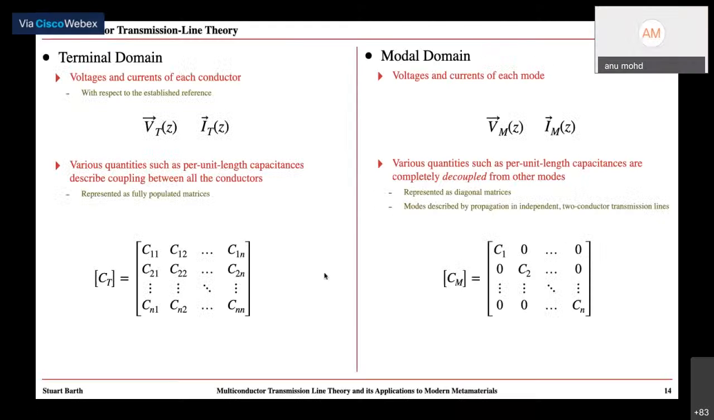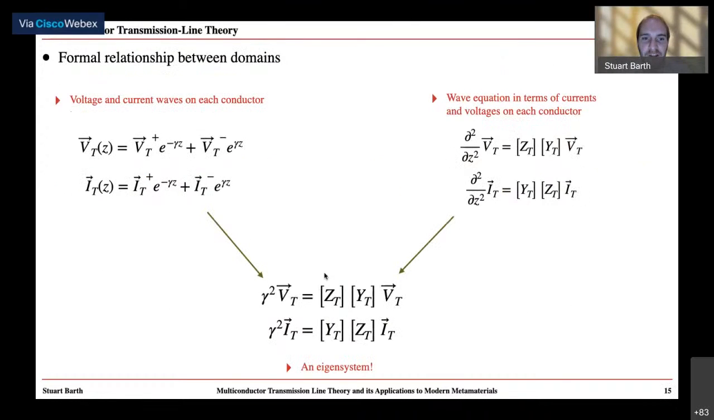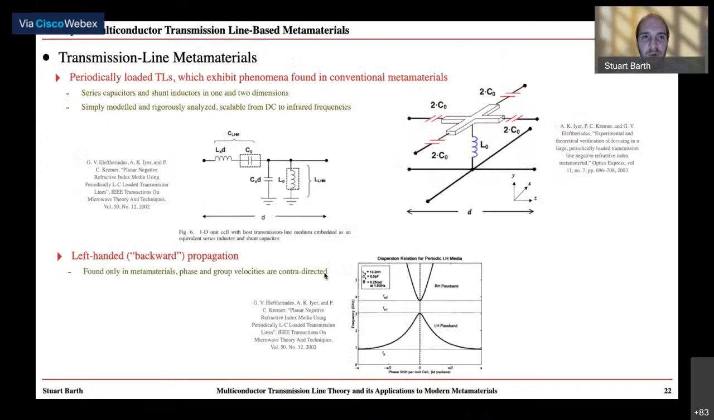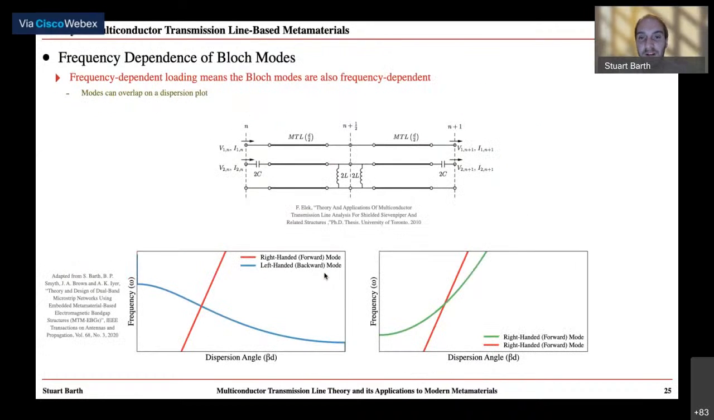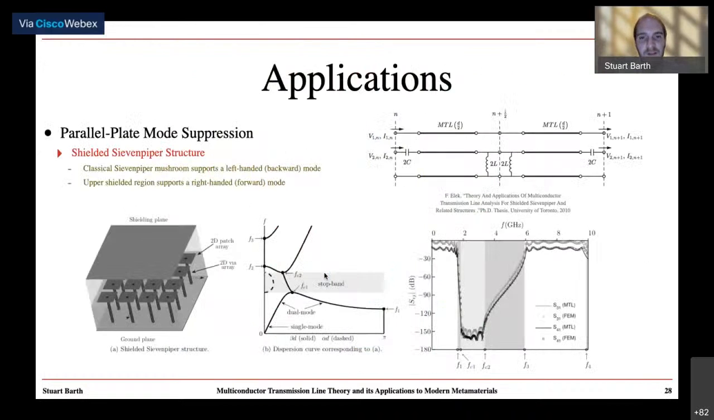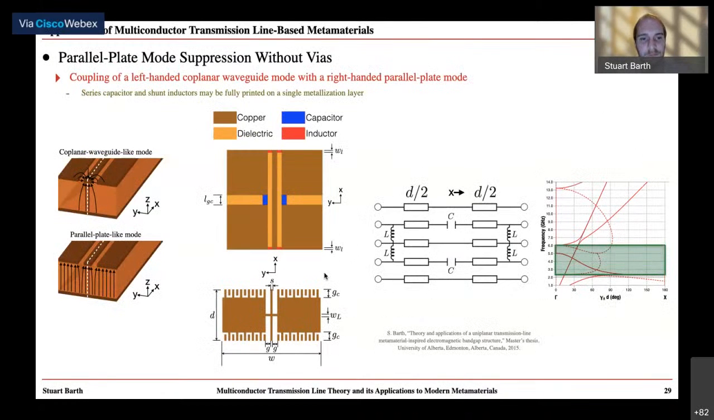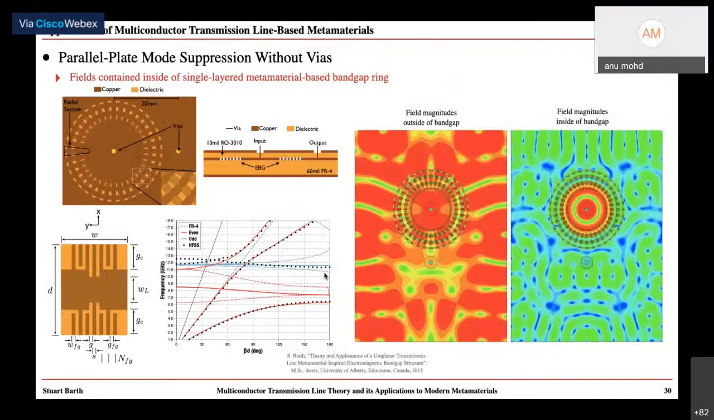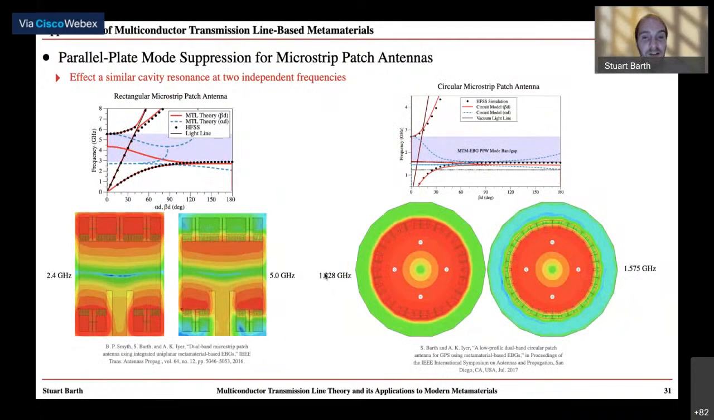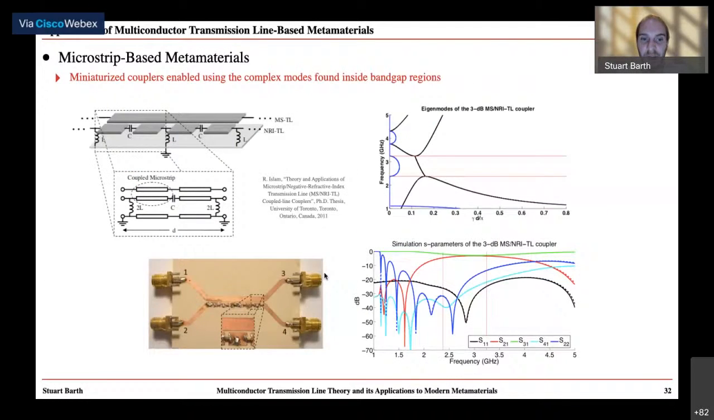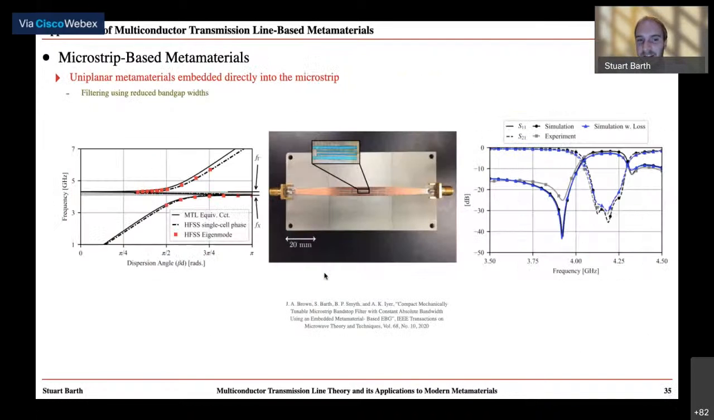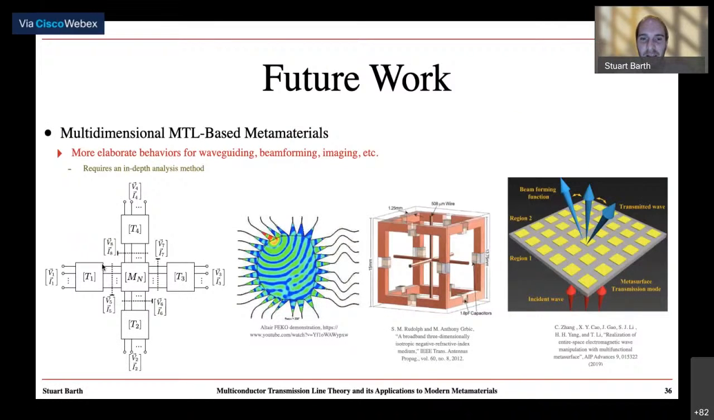There we go. So some of these works that I showed lastly are my own. For example, this work with parallel plate mode suppression without vias was a work of my master's thesis. These works on antennas I did in collaboration with a colleague of mine, Aigen Smith. And this work on dual band couplers and power dividers and filters was also done in collaboration with Aigen Smith and Jacob Brown.